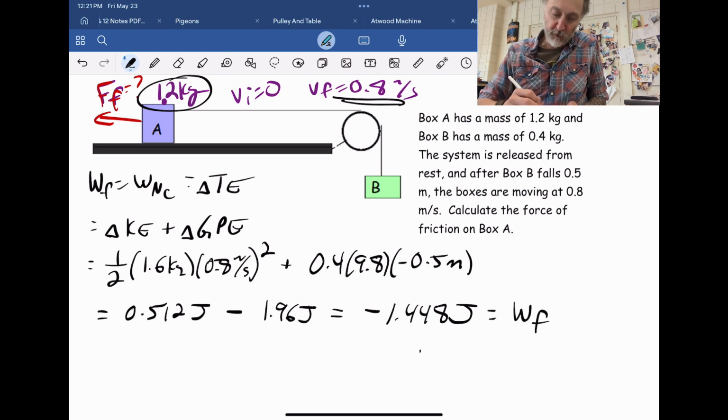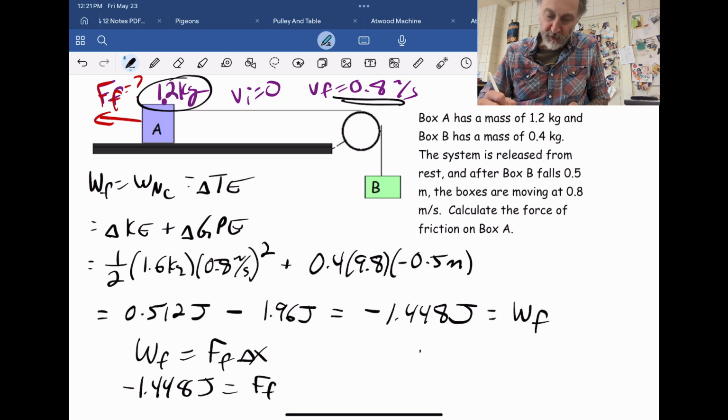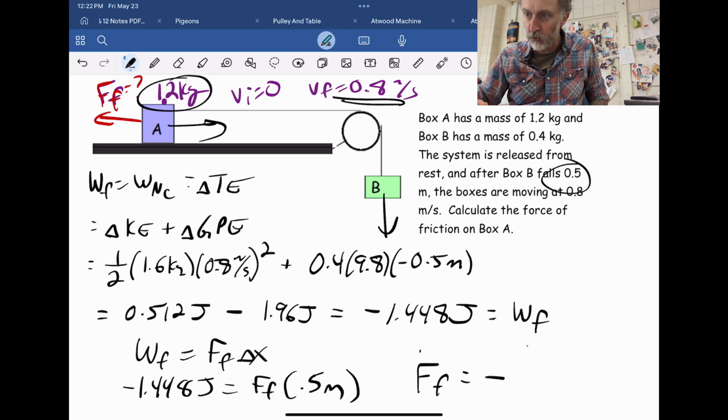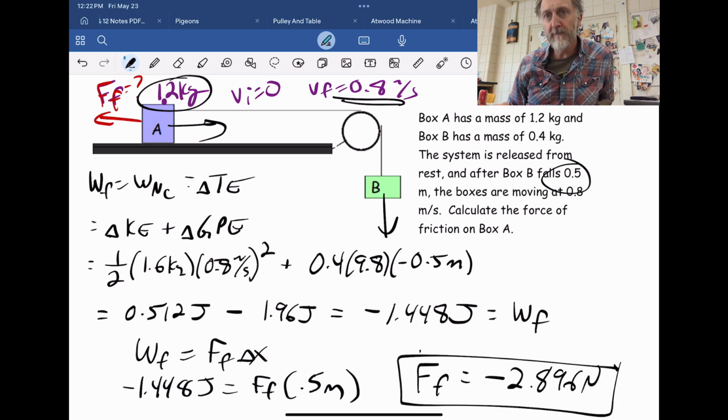And so now I can find the force of friction, right? Because work of friction is force of friction times displacement. So I lost 1.448 joules of energy. That's equal to the force of friction times how far did box A move? Well, if box B went down 0.5 meters, then it pulled box A forwards 0.5 meters. So there's my displacement. So divide, and your force of friction ends up being negative 2.896 newtons worth of frictional force. All right, there we go. That's how you calculate non-conservative forces.